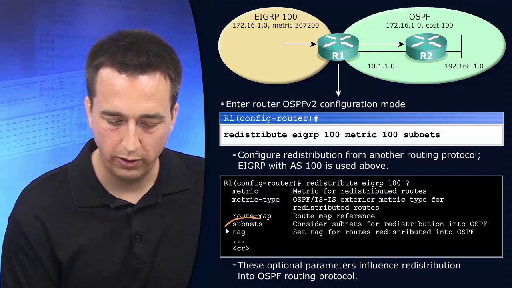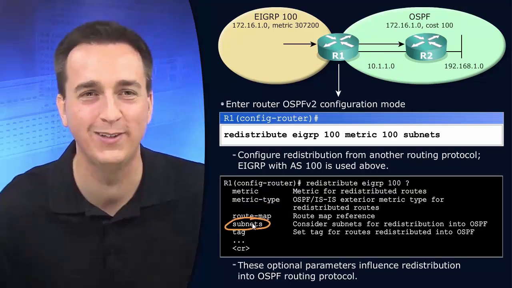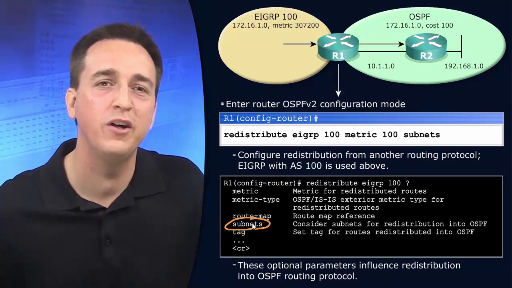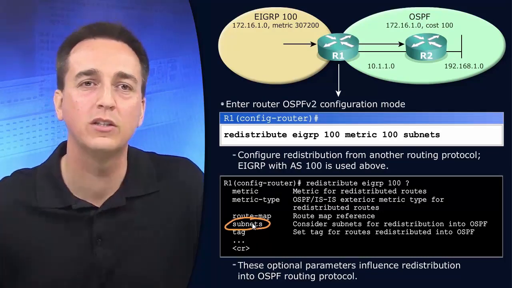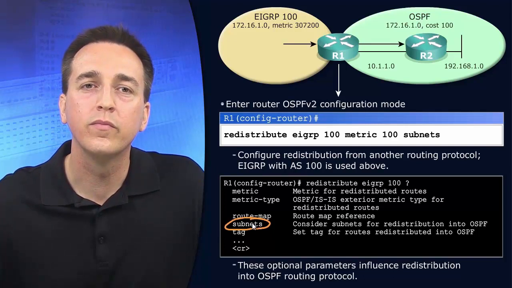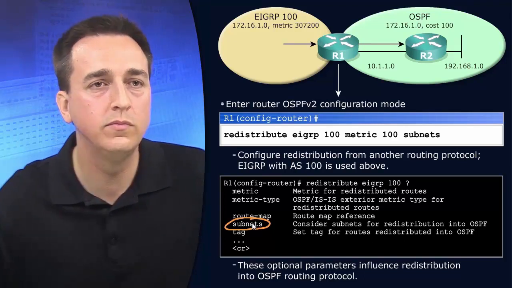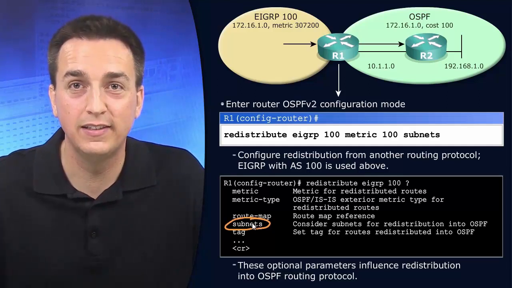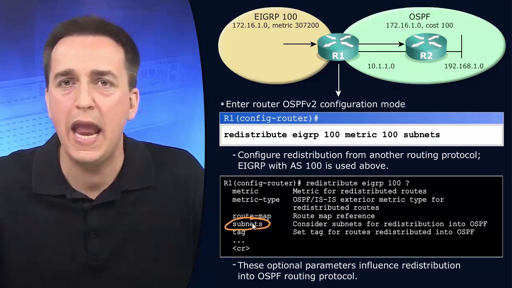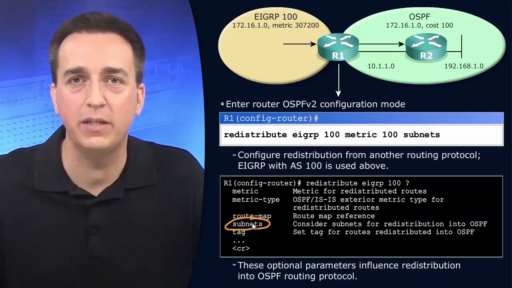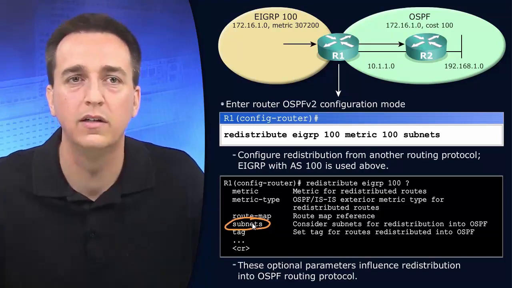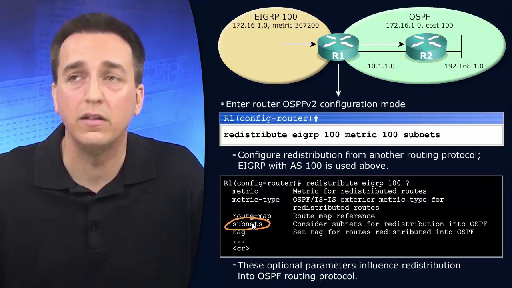This subnets keyword is so important. It says here, consider subnets for redistribution into OSPF. That doesn't really tell us what it's for. Let me explain it to you this way. There are classful and classless IPv4 networks. Classful means class A, B, C, using their default subnet masks of /8, /16, /24. That's classful. Classless is everything else.